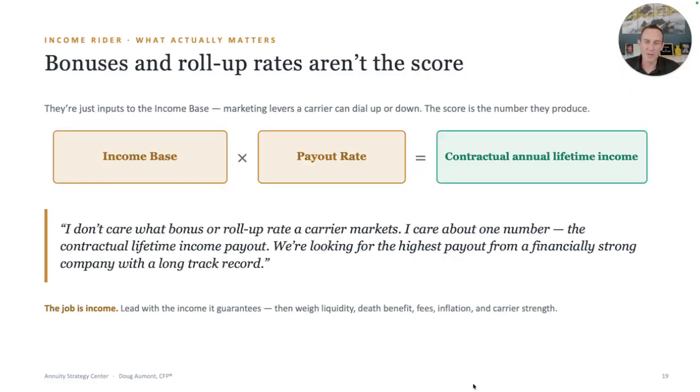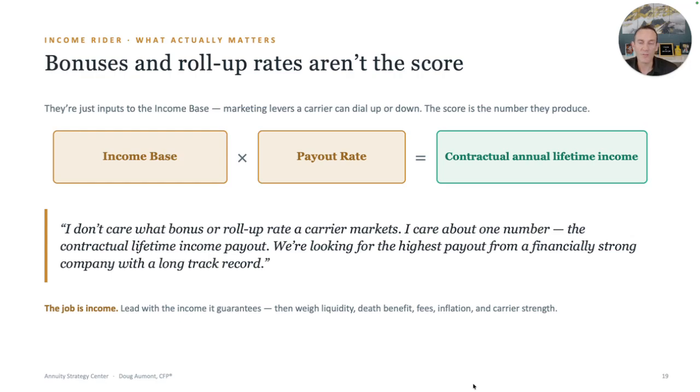And so really, I know we've touched on this a couple of times, and it's worth repeating because it's something that I hear literally in every conversation I have with prospects and clients and people about income annuities. It's very enticing to get caught up in the bonuses, to get caught up in these different variables like the roll-up rate. But what ultimately matters is what's going to hit your bank account each and every month. And that comes from this simple formula of income base times payout rate. So I don't care what the bonus is. I don't care what the roll-up rate is. I and you only care about one number. What is the contractual lifetime income payout?